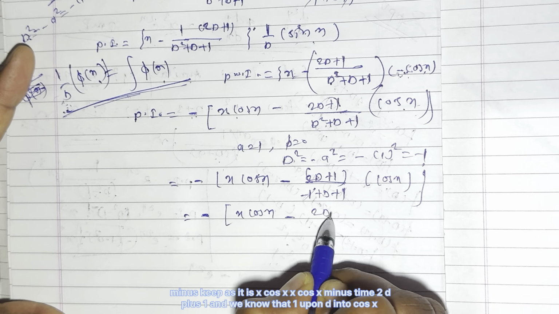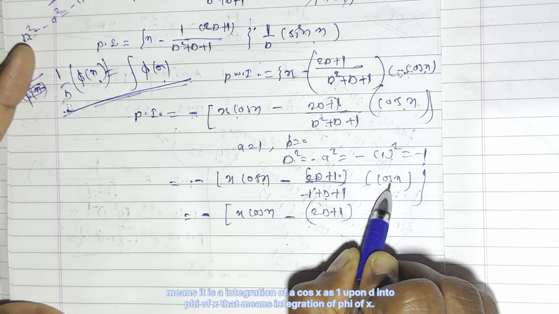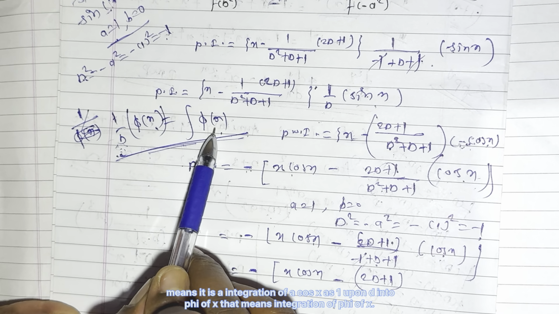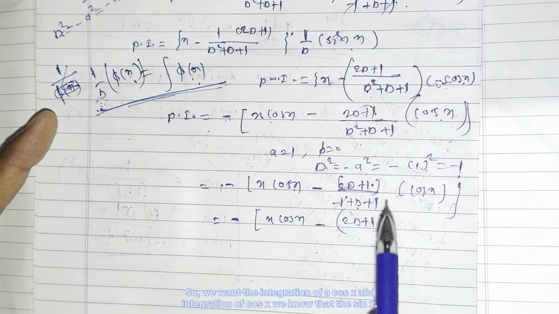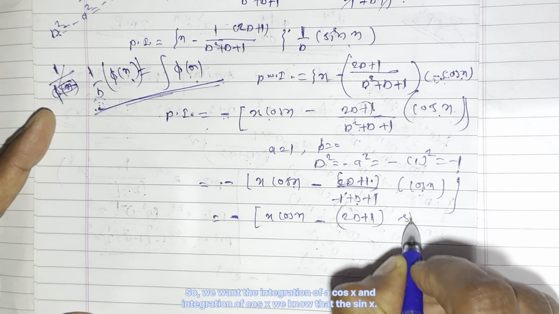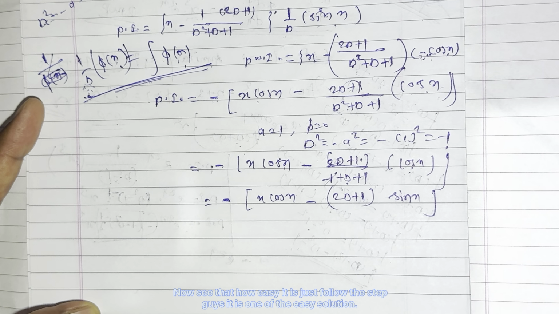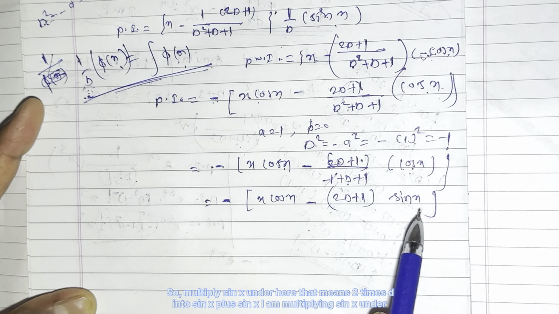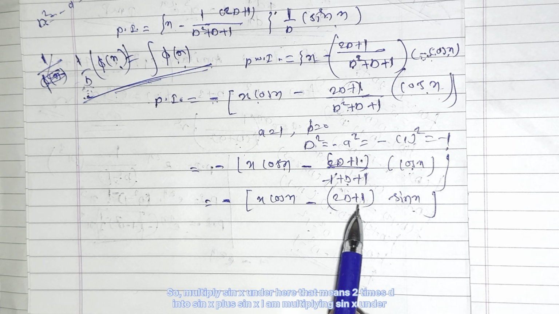And we know that 1 upon D into cos x means the integration of cos x, as 1 upon D into phi of x means the integration of phi of x. So we want the integration of cos x, and the integration of cos x we know is sin x. Now see how easy it is, just follow the steps, guys, it is one of the easy solutions. So multiply sin x under the bracket here, that means 2 times D into sin x plus sin x.